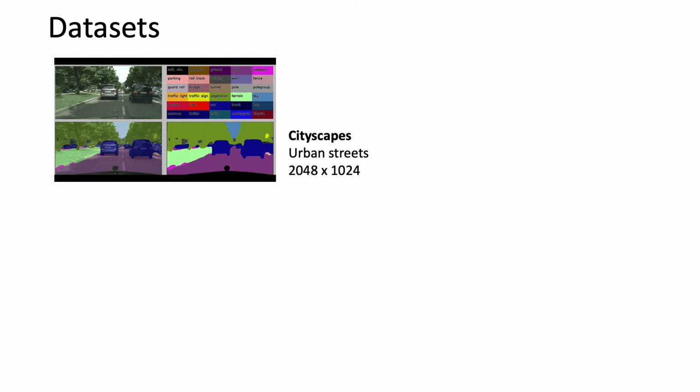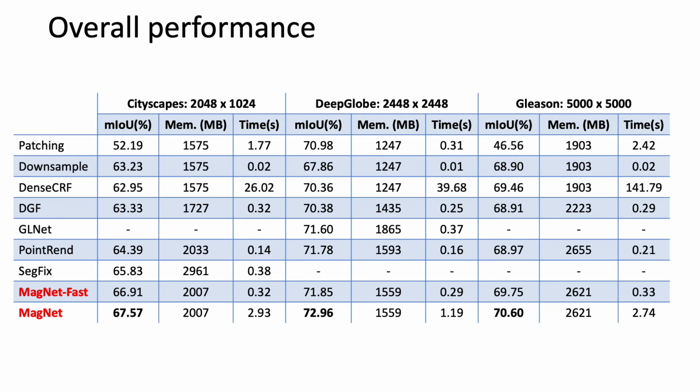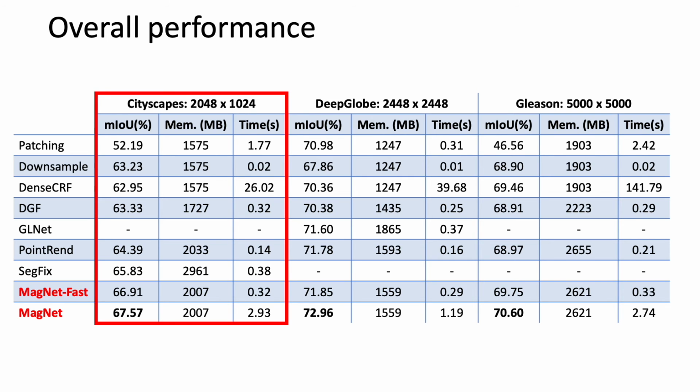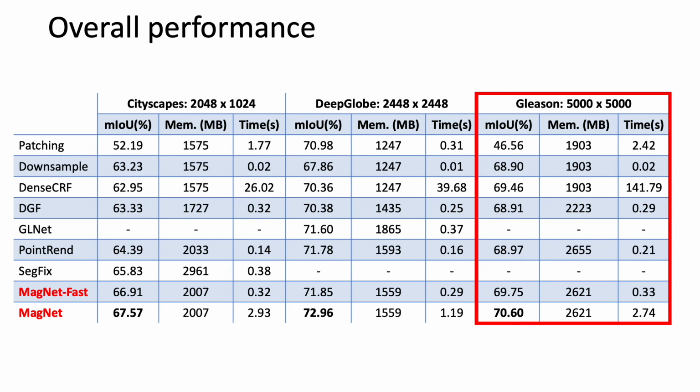To prove the effectiveness of our proposed method, we run on 3 different higher-resolution datasets: Cityscapes, Deep Globe, and Gleason. This table shows the performance of our framework. In the Cityscapes dataset, MagNet can improve by approximately 4% from the downsampling baseline. In the Deep Globe dataset, both MagNet and MagNet Fast yield better mean intersection over union than GLNet and PointRend. In the Gleason dataset, dense CRF performs well, but the inference speed is incredibly slow.